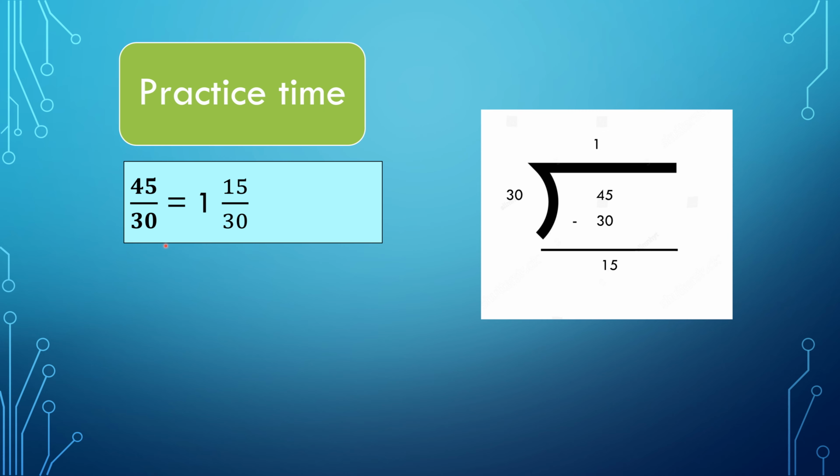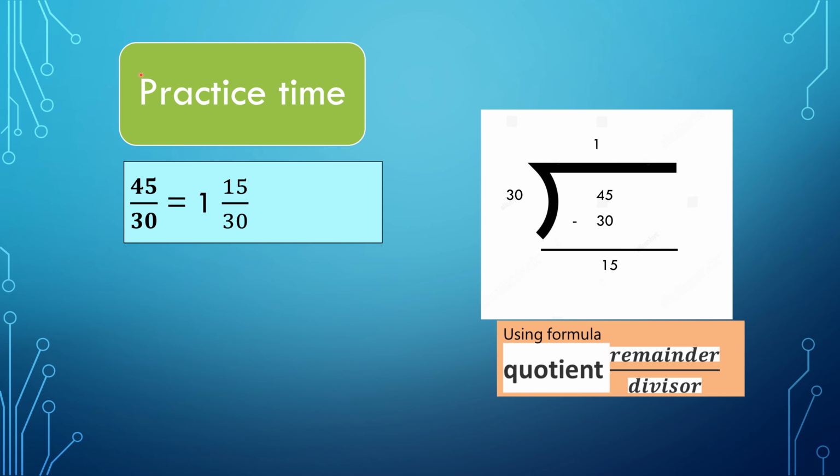To reduce this improper fraction, as you know, first step is to divide numerator by denominator. And after division, I got 1 whole 15 by 30 by arranging them according to this formula. This quotient 1 will become the whole number, remainder 15 will become the numerator, and divisor 30 will become the denominator. As you can see, this proper fraction is not in its reduced term. So we will divide it by its greatest common factor, which is 15, and we will get 1 whole 1 by 2. So the simplest form of 45 by 30 is 1 whole and a half.